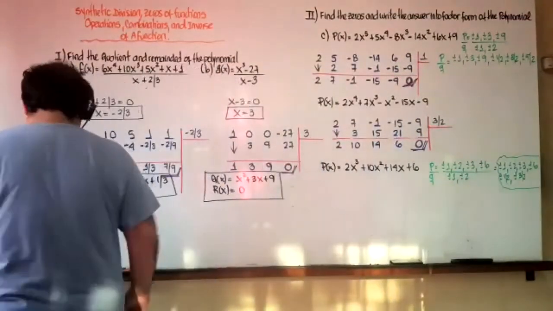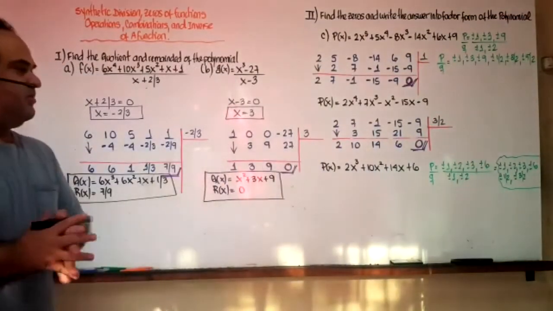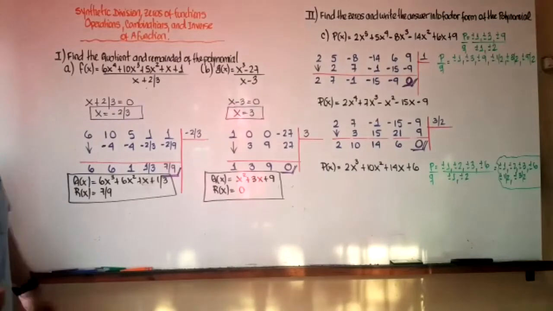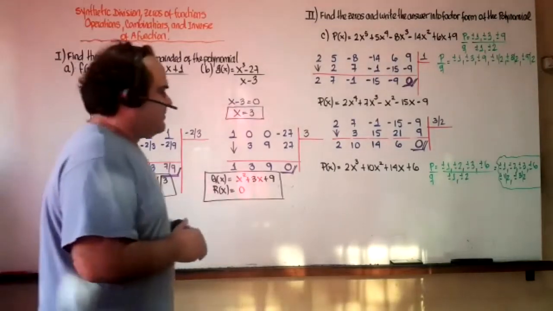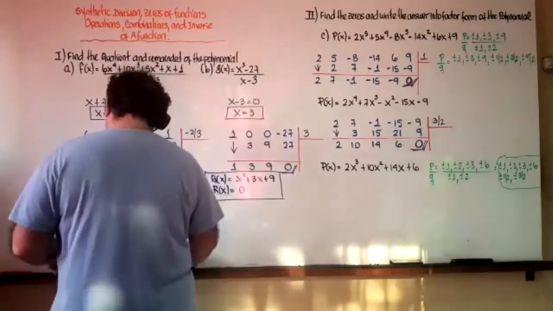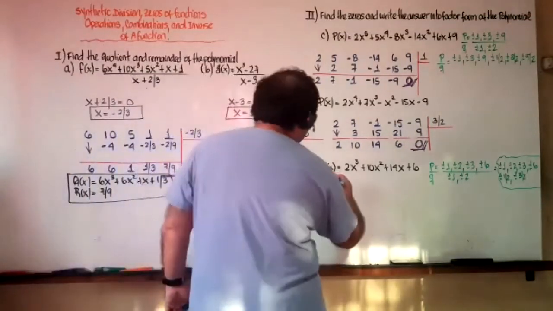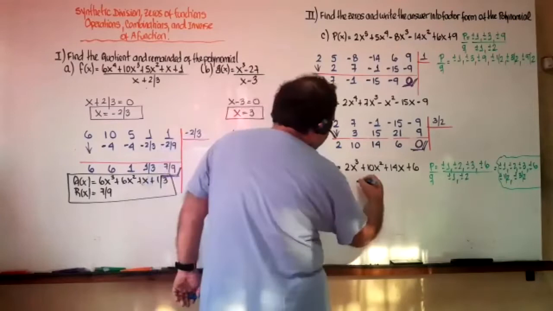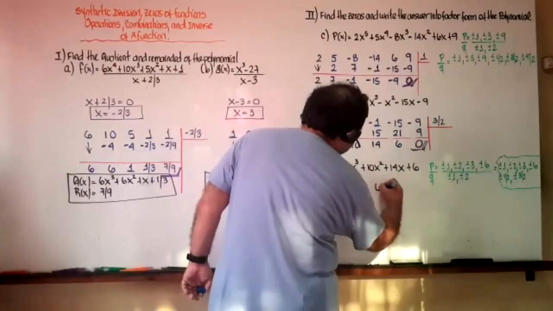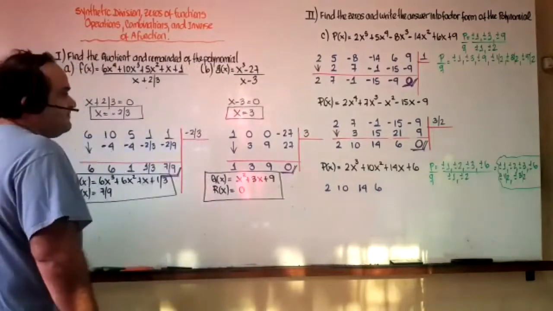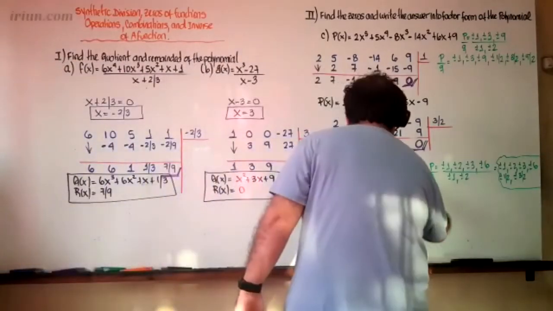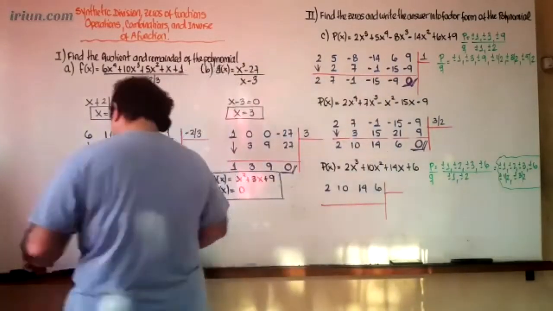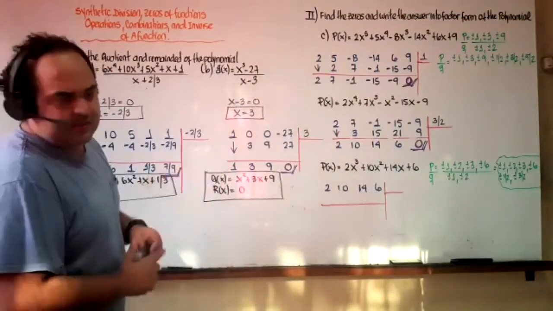We must choose another number. Well, let's see what happens. I choose negative 1. Let's see what happened. Again, I'm going to copy the polynomial: 2, 10, 14, and 6. Okay. Let's see what happened. We have the synthetic division again. And we said negative 1, right? So we put negative 1 over here.